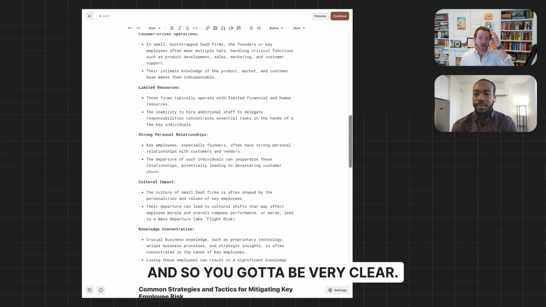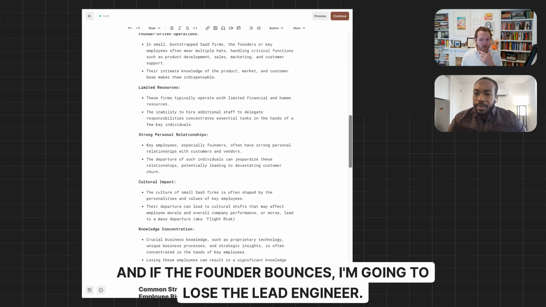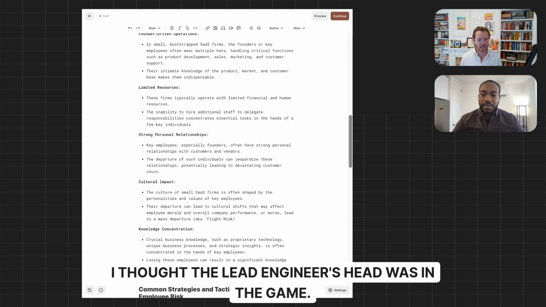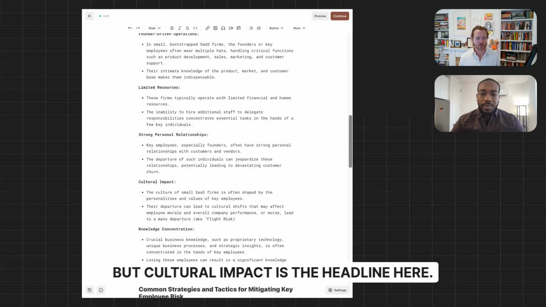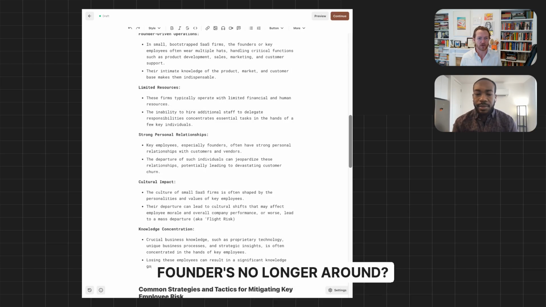And so you've got to be very clear: is the lead engineer someone who totally admires the founder? And if the founder bounces, am I going to lose the lead engineer? I didn't think about that. Oh my gosh, I thought the lead engineer's head was in the game. But cultural impact is the headline here. So just think, what does this business look and feel like if the founder's no longer around?